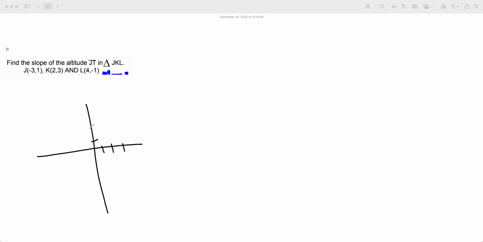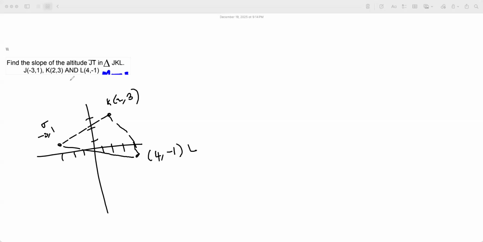Okay, 2, 3 is K. I'll first draw, guys. These things should be drawn. Simply, please don't just look and solve. 4, minus 1 is L. And then J is minus 3, 1. So you connect these. Okay, now they're asking the slope of the altitude JT. What is the altitude JT? JKL is there.